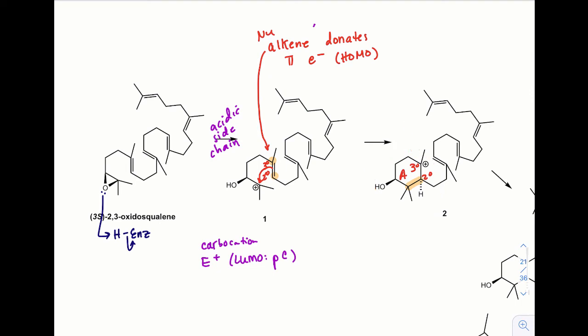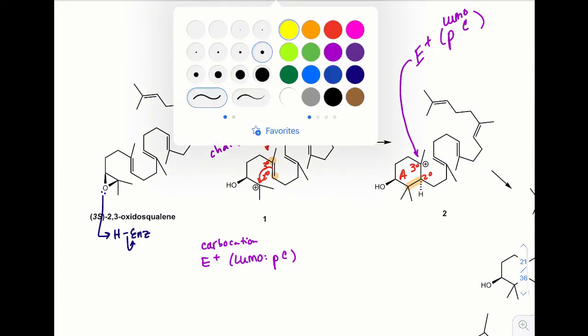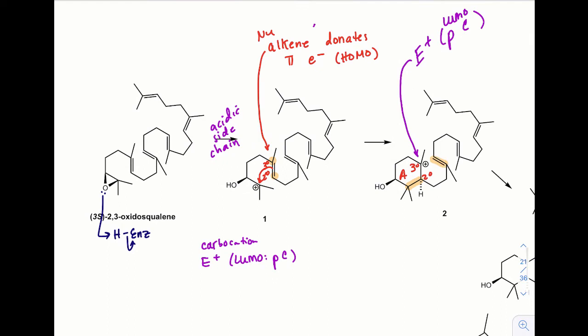Now that tertiary cation we know is electron poor. It's a carbocation. It's an electrophile. It has that empty p orbital that can accept electrons. And look what is right next to it, held in the perfect conformation by the enzyme. Yes, there is another pi bond. That pi bond donates its electrons to that carbocation.